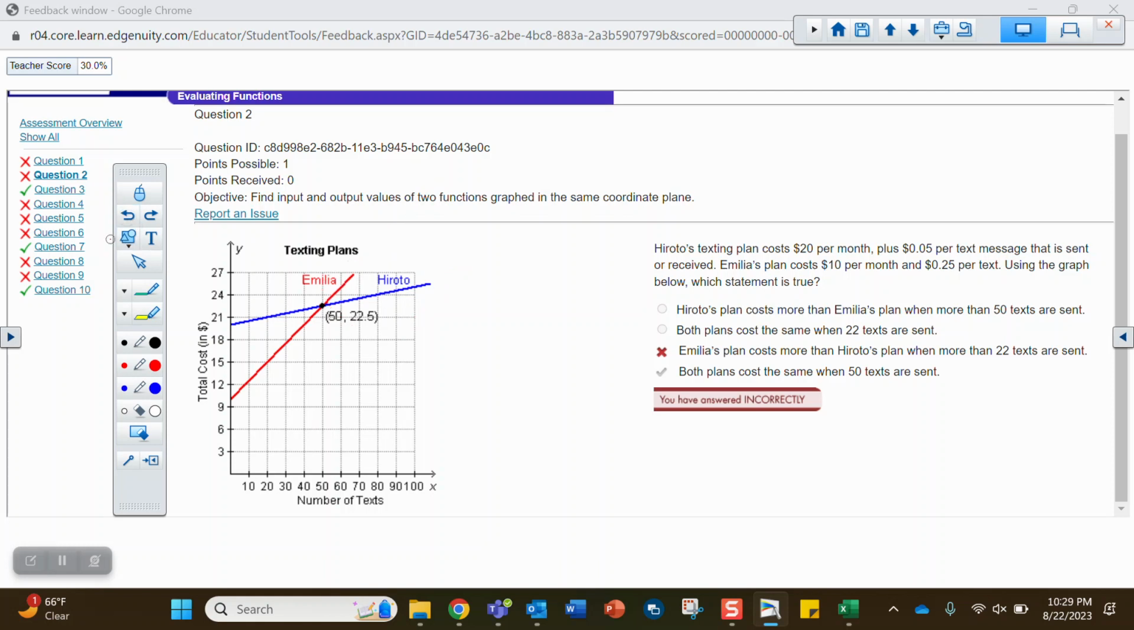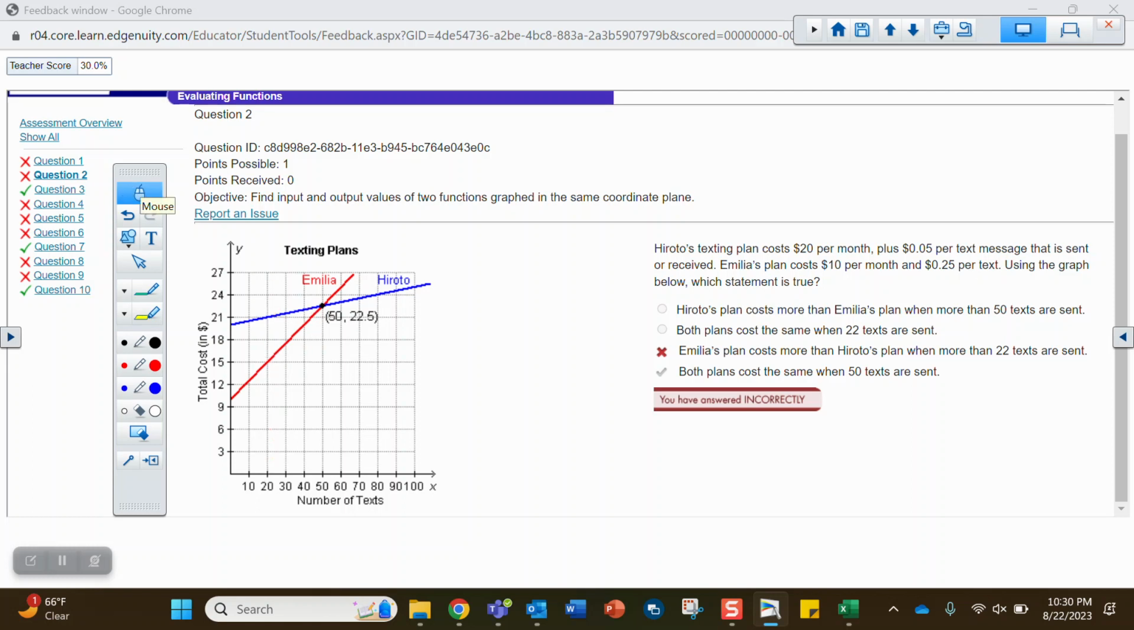Both plans cost the same when 22 texts are sent. 22 would be somewhere right through here. Those lines do not intersect there, so that's not true. Amelia's plan costs more than Hiroto's plan when more than 22 texts are sent. Well, again, here was that 22 text mark. And while hers does end up getting more expensive, his is still more expensive through here from 22 to 50. So that one's not true.